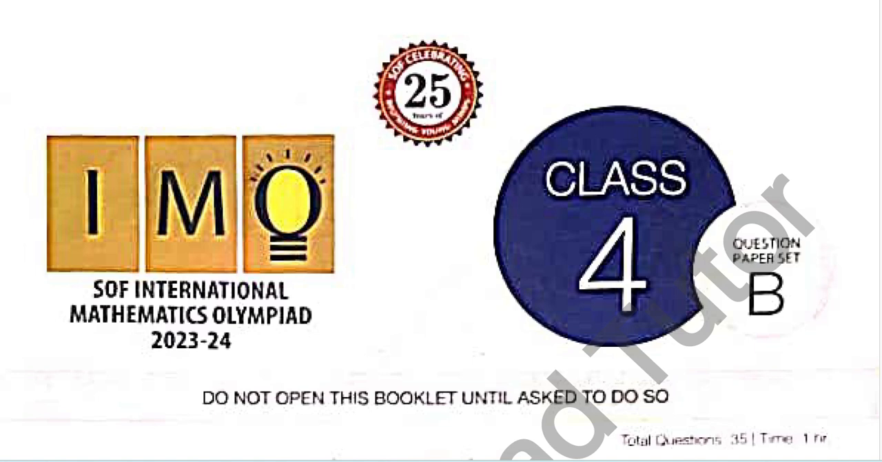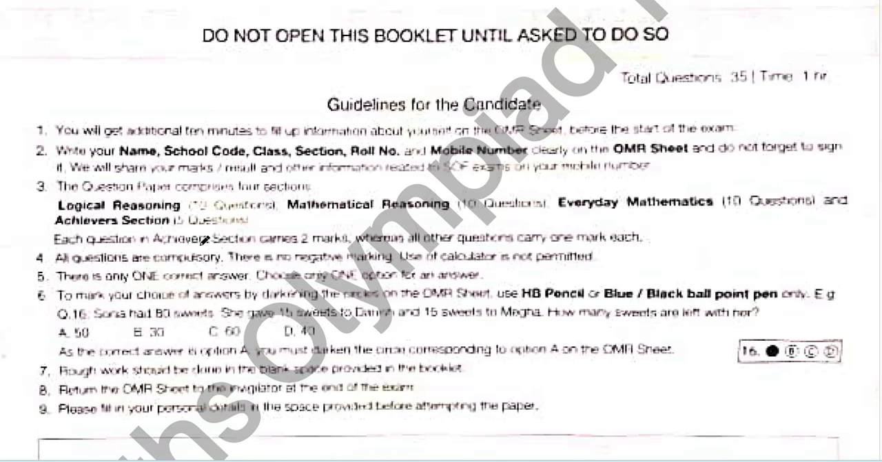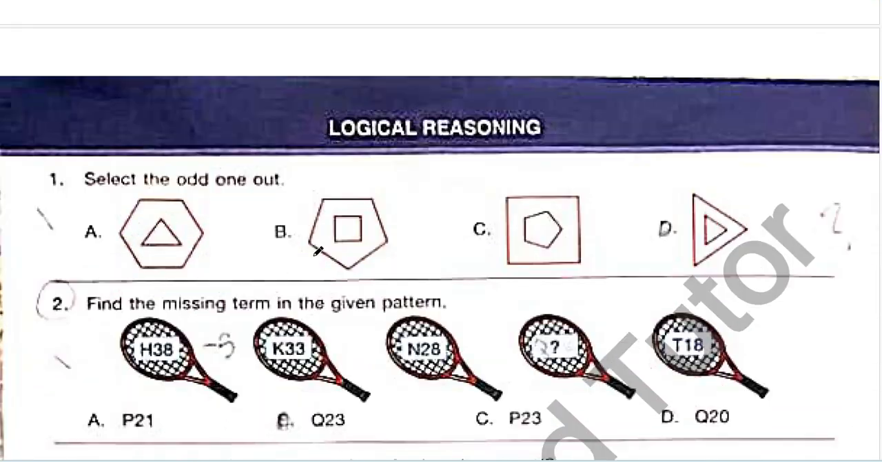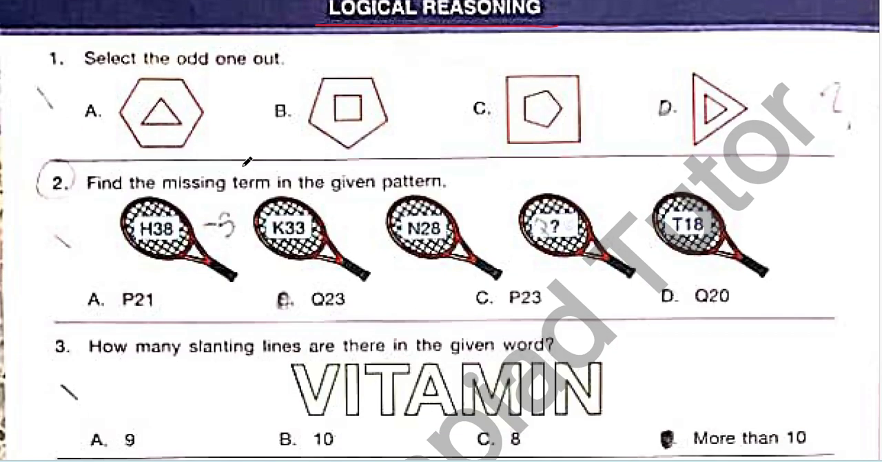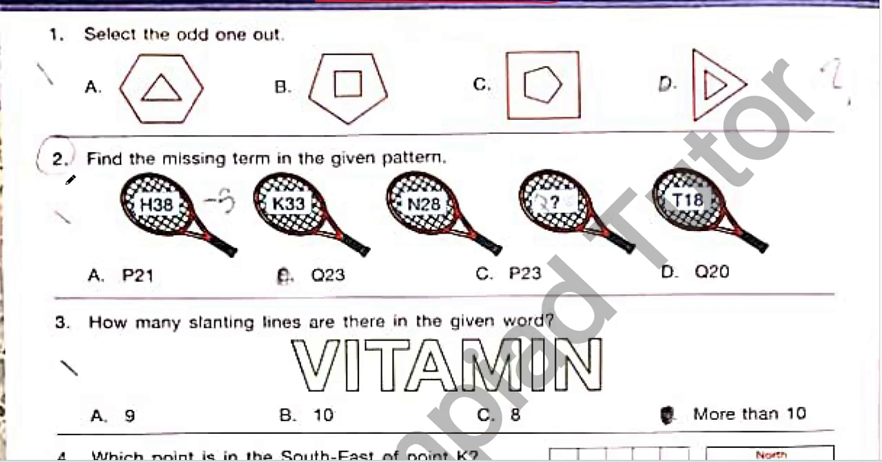So in this video we'll be solving IMO paper for year 23 set B for grade 4. So let us start solving the paper. The first section is logical reasoning. The first question is select the odd one out. So there are four options. We have to select the odd one out.